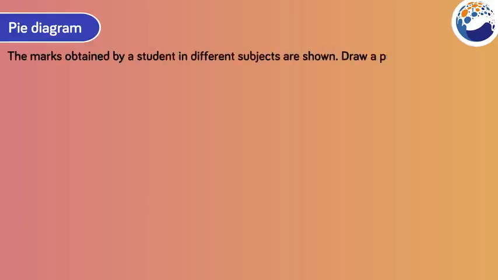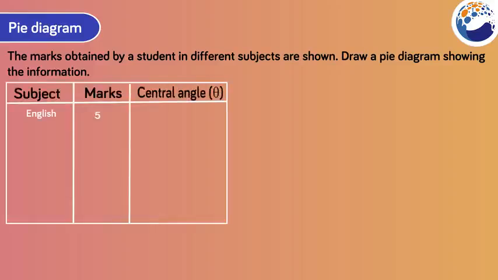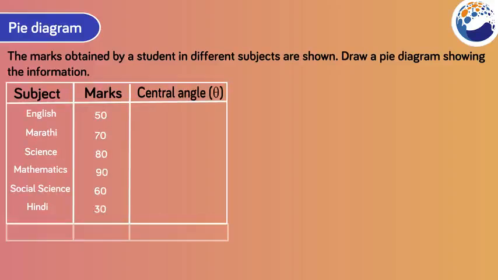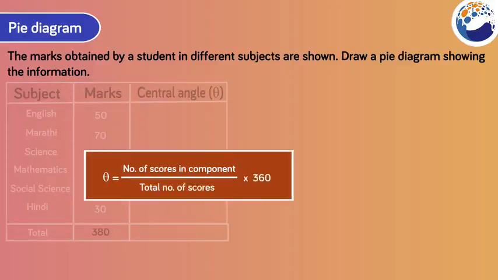Let us consider one example. The marks obtained by students in different subjects are shown. Draw a pie diagram showing the information. We draw 3 columns: subjects, marks and central angle, theta. Now we write the given subjects and marks in their respective columns. Next, we calculate total marks, which is 380. Theta is equal to the number of scores in the component upon the total number of scores into 360 degrees.